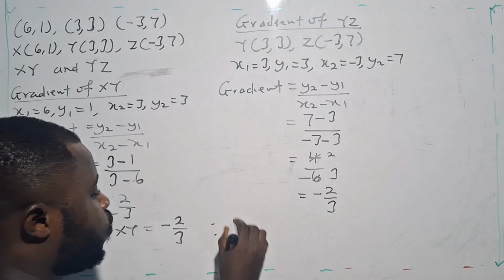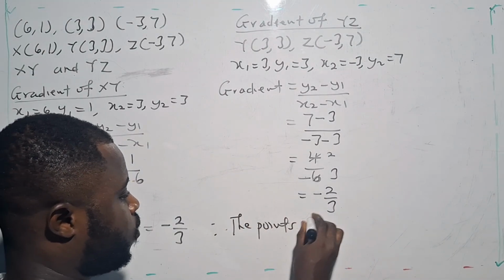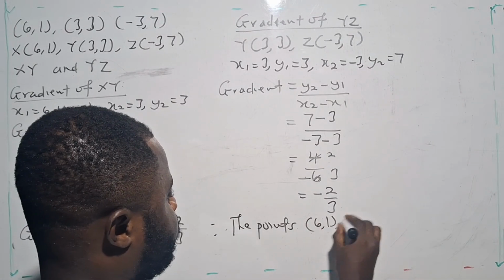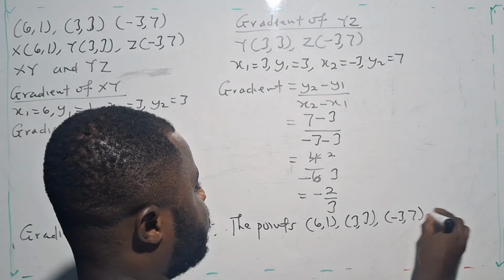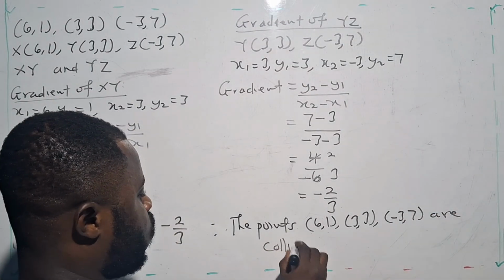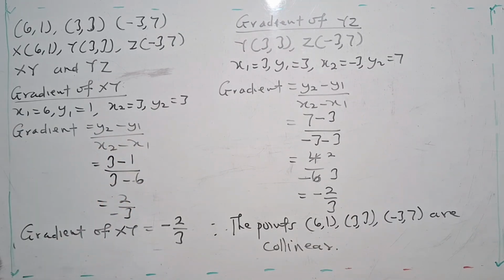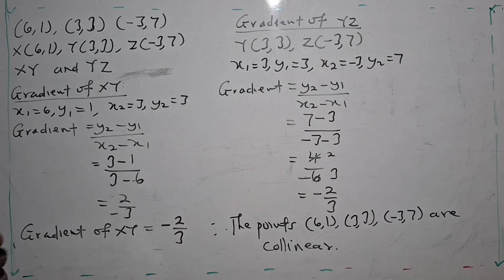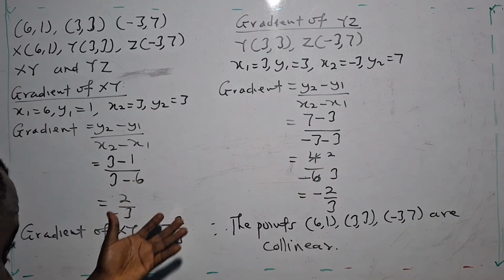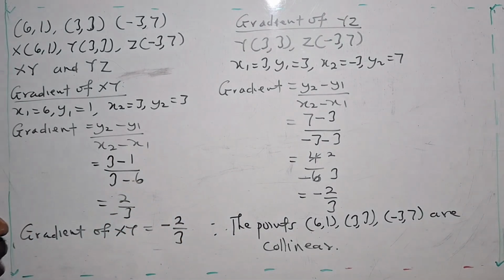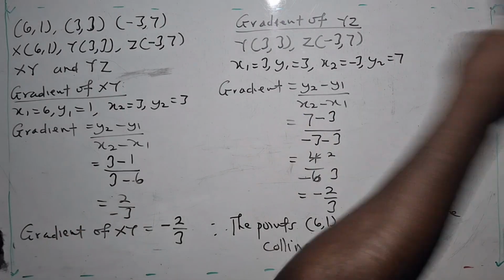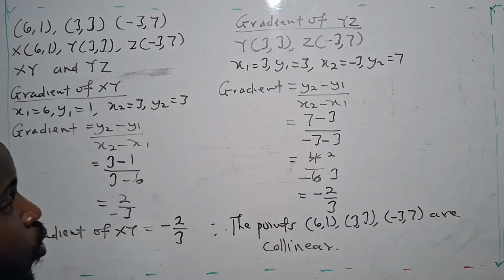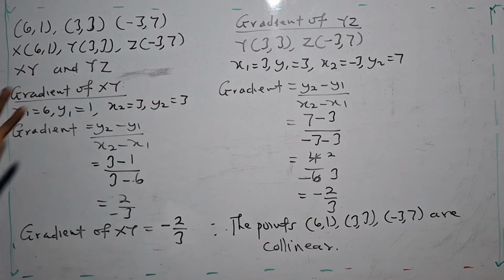So we conclude by saying, therefore, the points (6, 1), (3, 3), (-3, 7) are collinear. As simple as that. So determining whether points are collinear is very simple. It's a matter of knowing your gradient formula, as we have done in my previous video, then comparing the gradient of 2 pairs of the given points. So this is how we prove that 2 or more points are collinear.